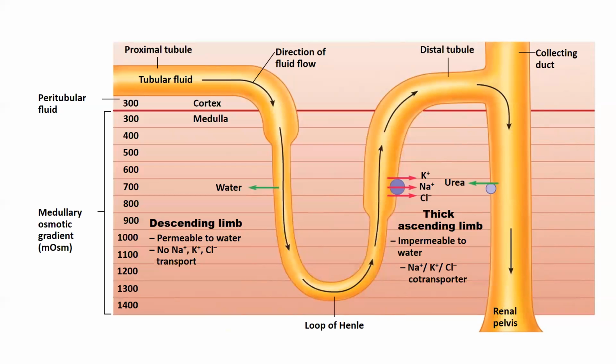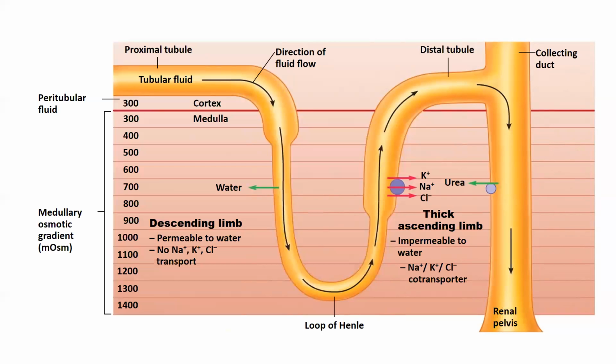Alternatively, on the ascending limb, we do not have the movement of water. This side of the limb is impermeable to water, but we do have the movement of salts, of solutes. So sodium, chloride, potassium are freely moving on the ascending limb. Right? Some passive and some active. We'll talk about the exact mechanisms in a bit. But this is the distinction we really want to make here. The descending limb only moves water, and the ascending limb only moves salts.